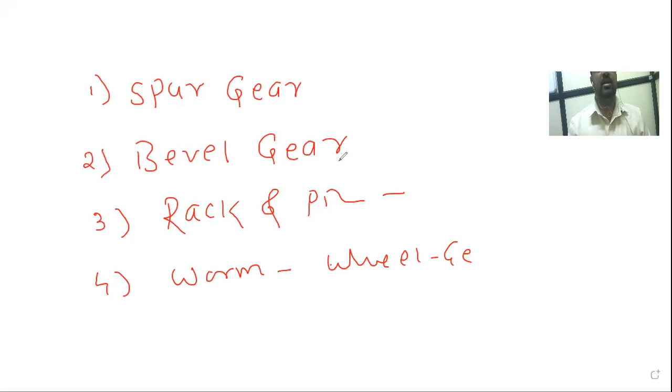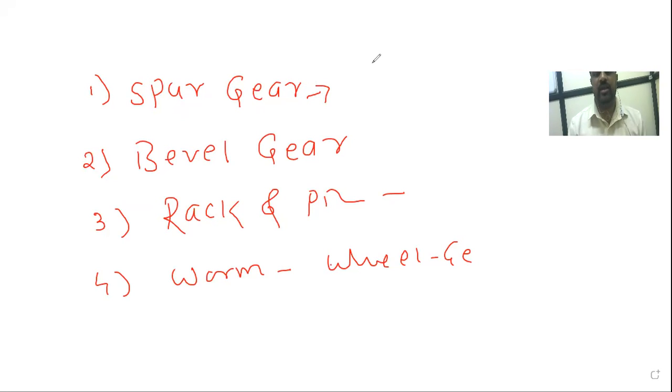First of all, we will discuss the construction and the practical application of these four types of gear, and then we will try to cover the conventional representation for these particular types of gear. So, can anybody tell me the definition of the spur gear? Here we are using the spur gear.